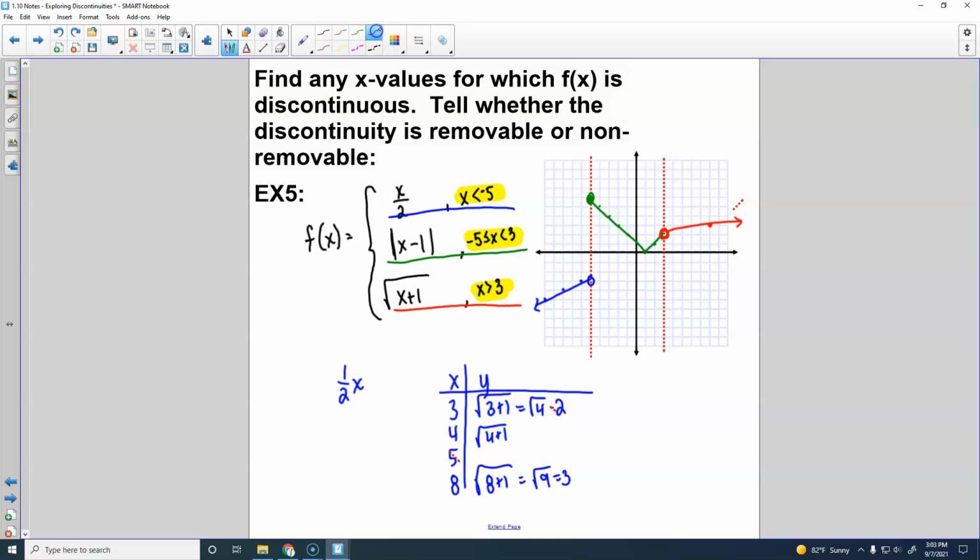Alright, so we haven't answered the question which asks us to tell discontinuities. So our discontinuities are at -5 and 3. What do we have at x equals -5? A jump, which is non-removable. And at x equals 3, what do we have? A hole, which is our removable.